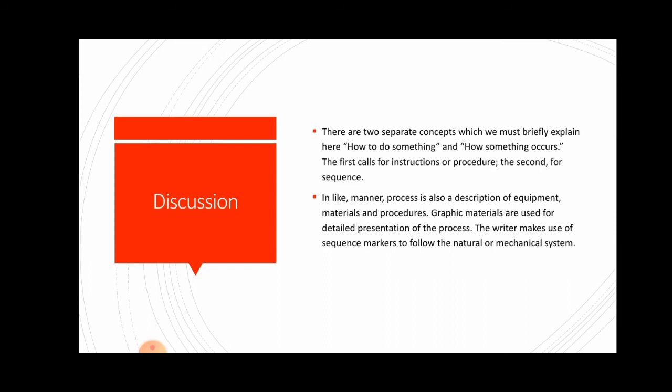There are two separate concepts which we must briefly explain here: how to do something and how something occurs. The first calls for instruction or procedure. The second one is for sequence. In like manner, process is also a description of equipment, materials, and procedures. Graphic materials are used for detailed presentation of the process. The writer makes use of sequence markers to follow the natural or mechanical system. Graphic materials are also defined as documents in the form of pictures, photographs, drawings, and etc.